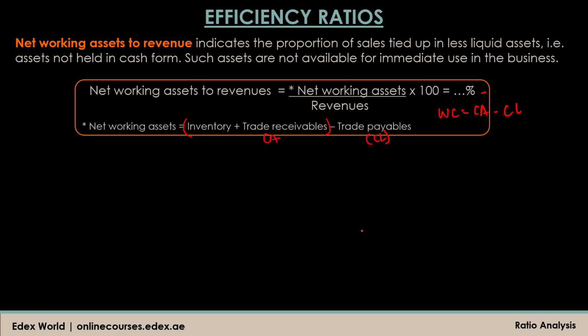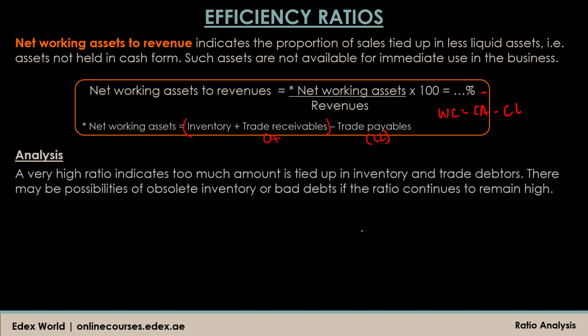What does this ratio tell you? How do you analyze this ratio? It tells you what percentage of revenue is tied up in the net working assets of the business. For example, if the revenues of the business are $100 and this ratio comes to, let's say, 40, it means when you're generating revenues of $100, $40 is tied up in inventory plus trade receivables minus trade payables, or you can say net trade receivables. So the $40 is not currently usable as cash. It is tied up in the net working assets.